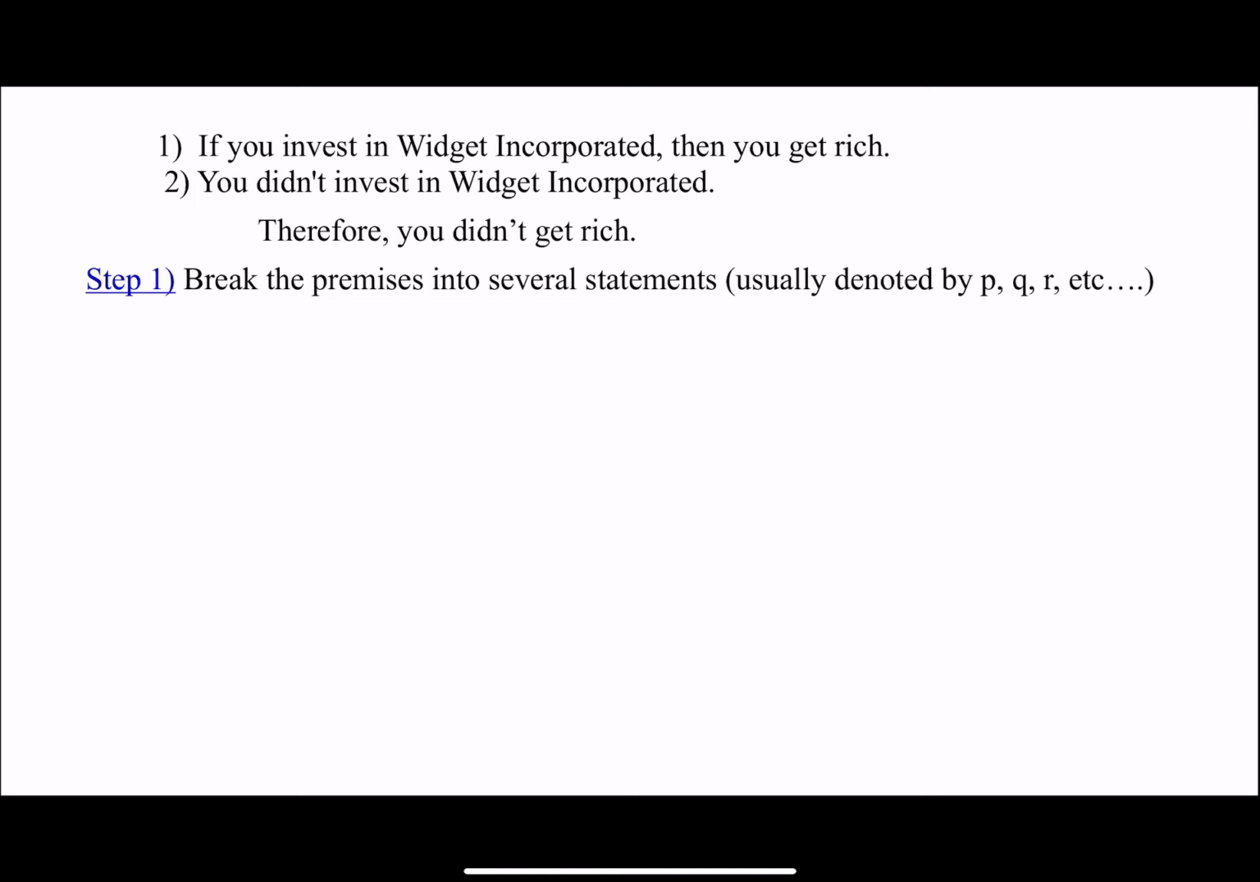Step 1. Break the premises into several statements. Okay, break the whole argument into simple statements and call these statements P, Q, R, like that. Here I see 2 simple statements. One is that you invest in Widget Incorporated, and the other one is you get rich. You invest in Widget Incorporated, I call that P, and Q represents you get rich. Okay, so that's step 1.